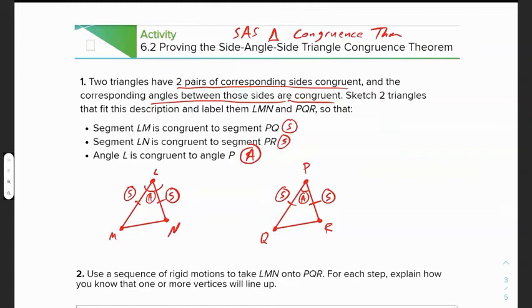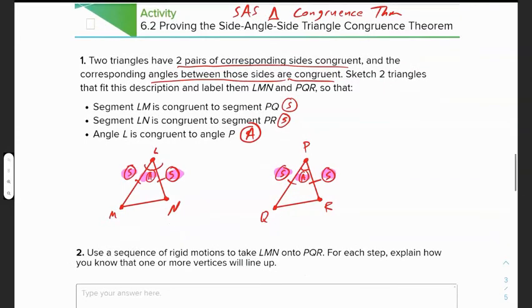Sketch two triangles that fit the description. Okay, so there you go. Those are my two triangles. All right, notice how with side angle side in this condition, it forces MN and QR to be congruent to one another. Okay, so that's why that congruence theorem exists. If you have the side angle side pattern between two of these triangles, every other part of those triangles would have to be congruent.